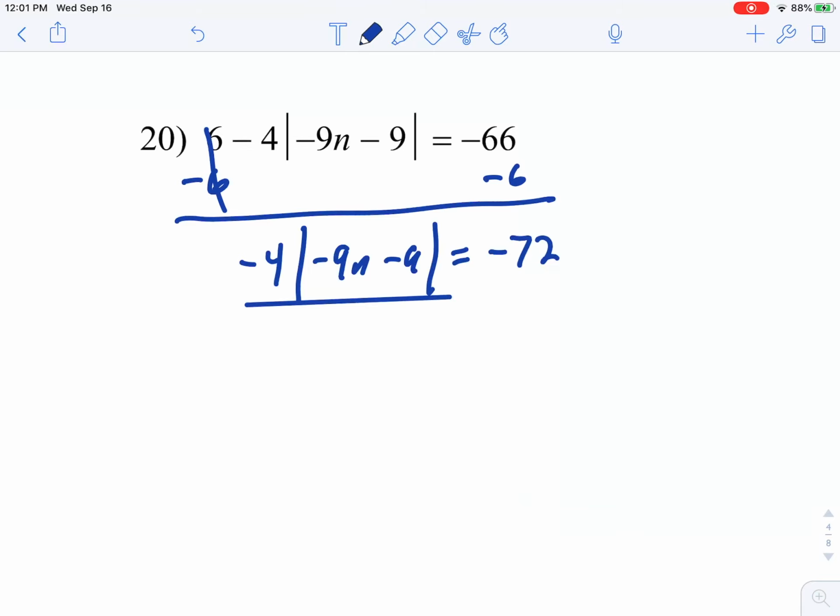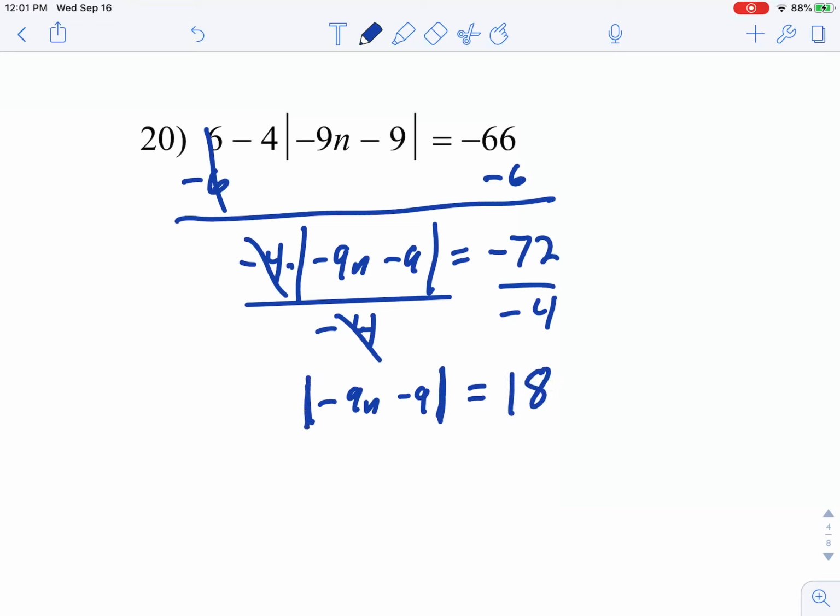Divide both sides by negative 4 because this is times, right? When a number sits next to something, it means times. So do the opposite, it's divide. I get absolute negative 9n minus 9 equals negative 72 divided by 4 is positive 18, I believe. Yeah, use a calculator if you need to. Check on that.